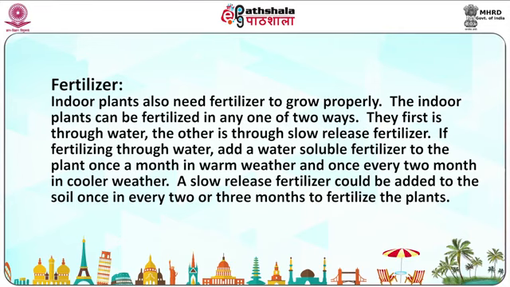Then comes the use of fertilizers for indoor plants. Indoor plants also need fertilizer to grow properly. The indoor plants can be fertilized in any one of two ways. The first is through water and the other one is through slow release fertilizers. If fertilizing through water, add a water soluble fertilizer to the plant once a month in warm weather and once every 2 months in cooler weather. A slow release fertilizer could be added to the soil once every 2 or 3 months to fertilize the plants.